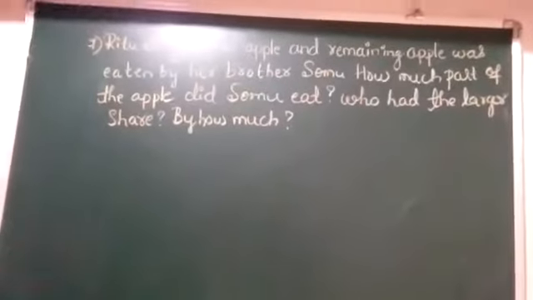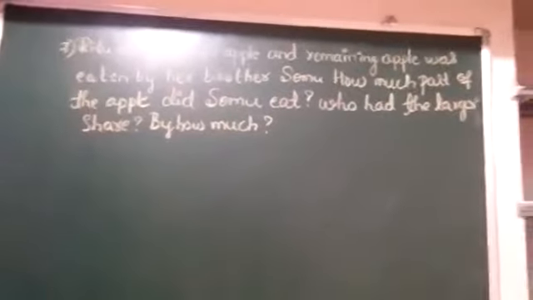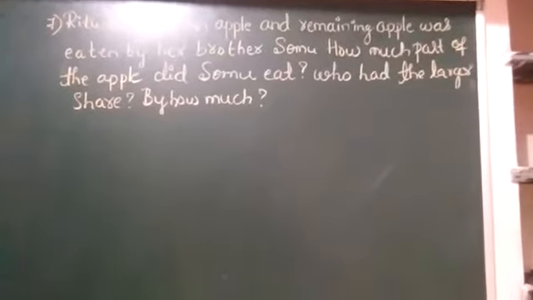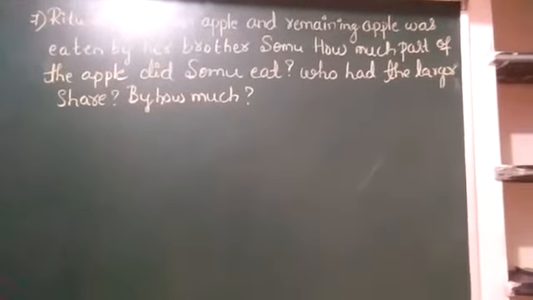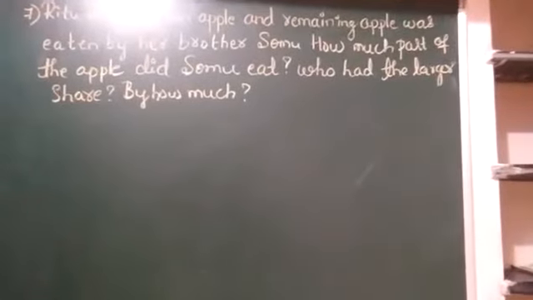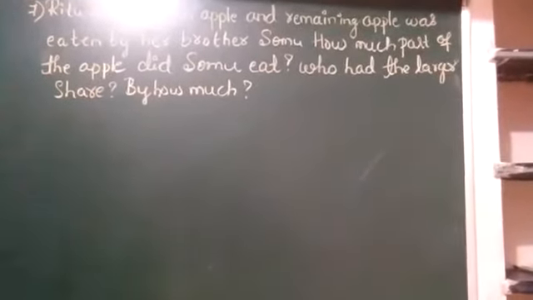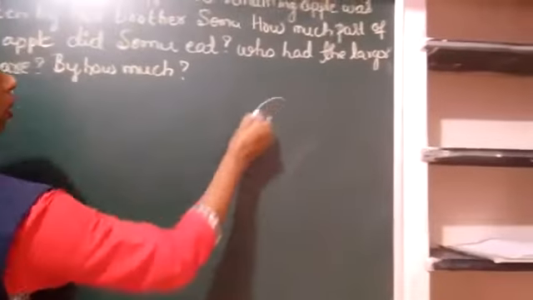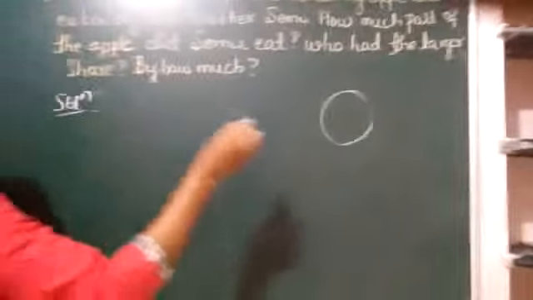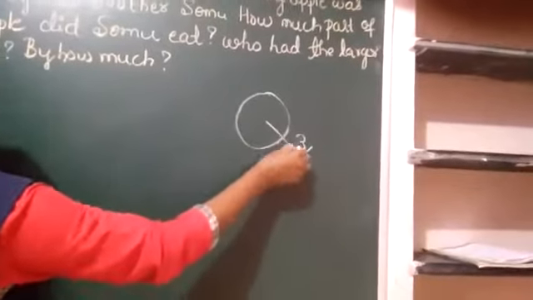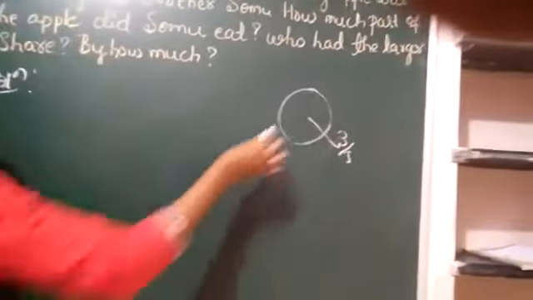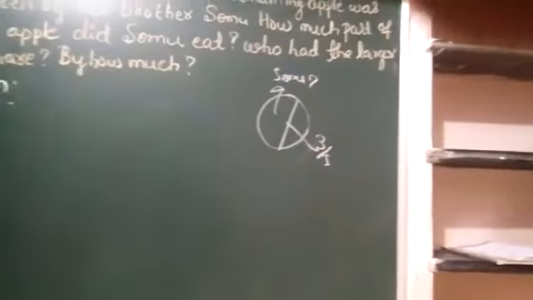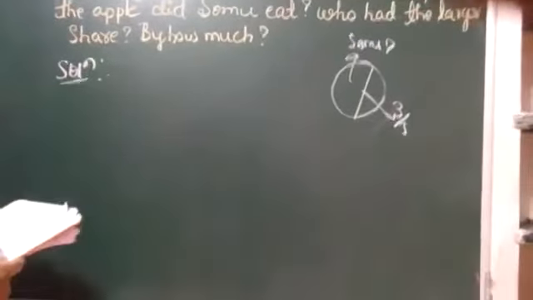Ritu ate 3 by 5 of an apple and the remaining apple was eaten by her brother Somu. How much part of the apple did Somu eat? Who had the larger share? By how much? In this sum, one full apple is there. So Ritu ate 3 by 5 part of this apple. The remaining part was eaten by Somu. So how much did Somu eat? Who ate more?